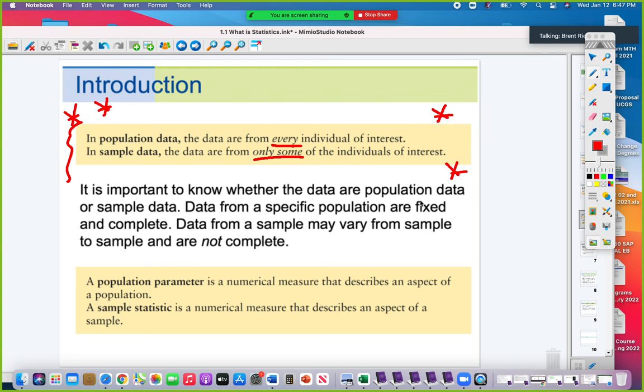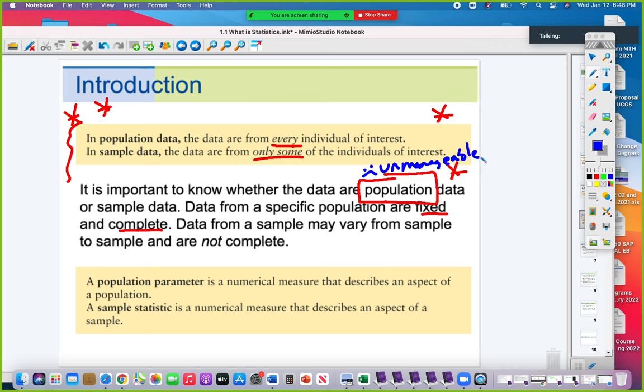It is important to know whether the data are a population or sample. Data from a specific population are fixed and complete. Data from a sample may vary from sample to sample and are not complete. And this gets to a higher level understanding of what the point of statistics is. The point of statistics is that yes, if we could take data from a population, then we would know things like the mean and the median because they are fixed and complete. The problem is populations are very hard to manage. I would almost say they are unmanageable.